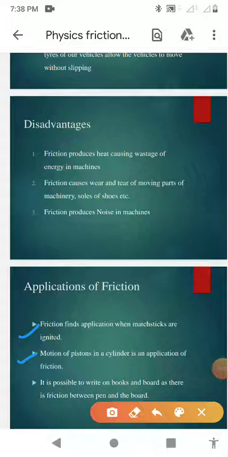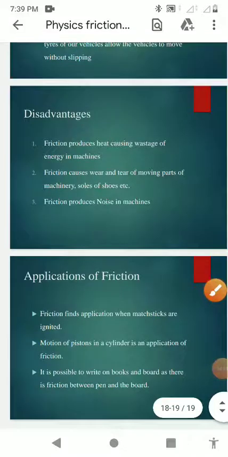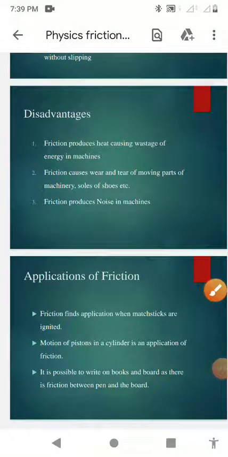As we are discussing, it is possible to write on the board or on paper, like I am writing here. This is because of friction only, friction between the pen and the board. So in that way you can say that friction is useful. So in this way we have seen the various types of friction, advantages, disadvantages and applications of friction.